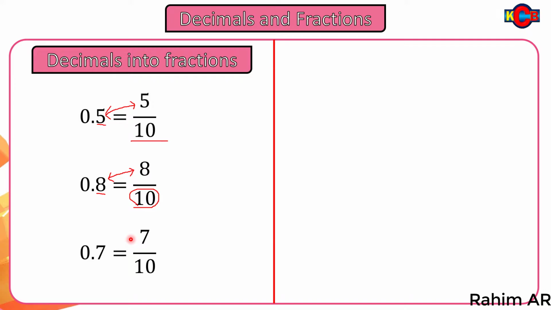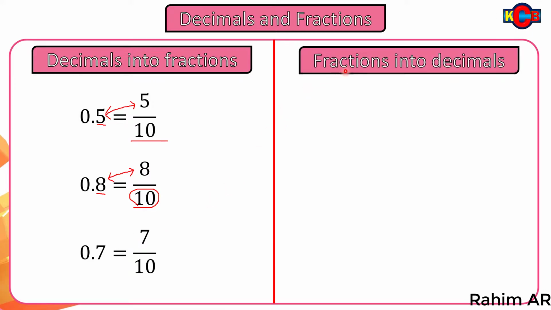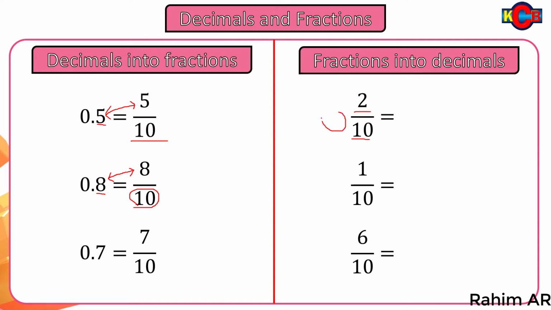Now, we have to change from fractions into decimals. Here, we have 2 tenths, a fraction. Since there is nothing before this fraction, we just add 0 before the decimal point. So, we have 0 and 2 tenths, or 0.2.